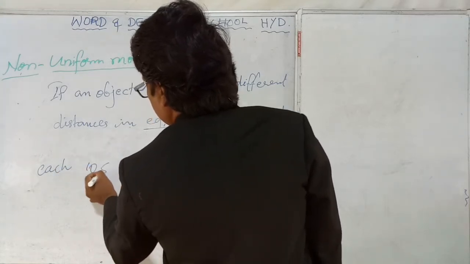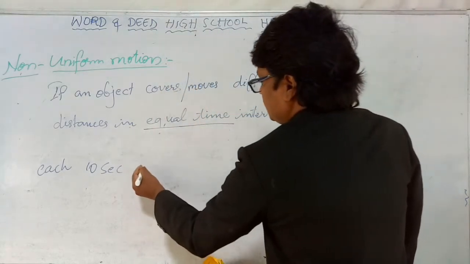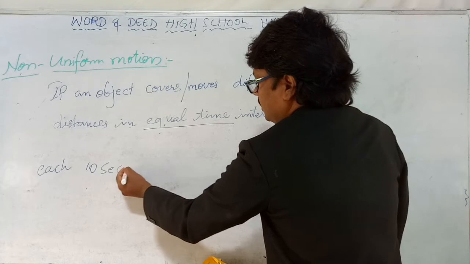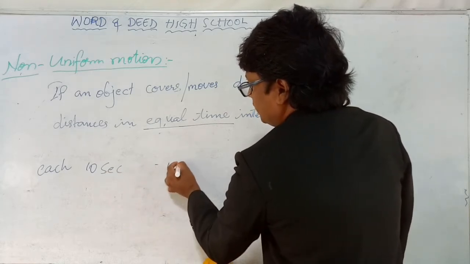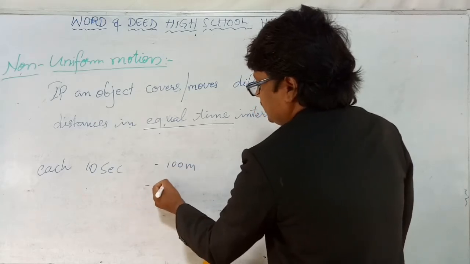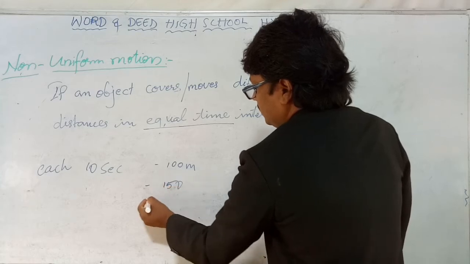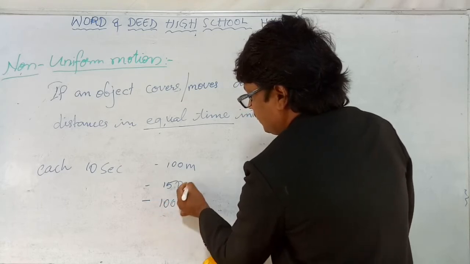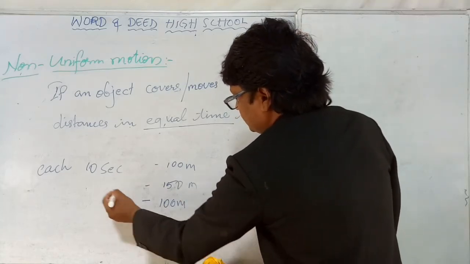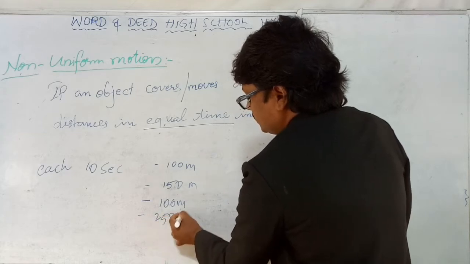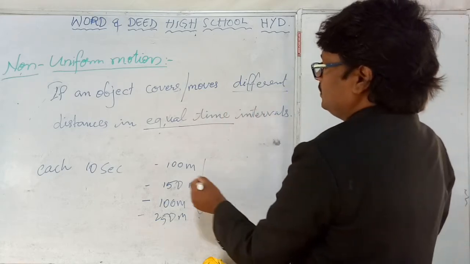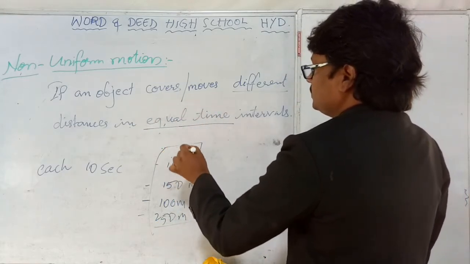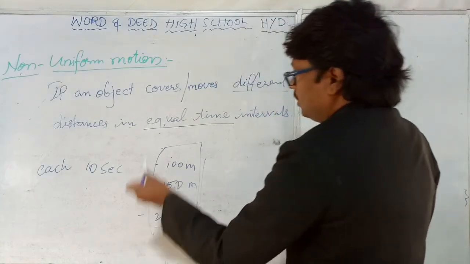Here I said each 10 seconds you take. In uniform motion it covered 150 meters each time, right? But here, in the first 10 seconds it may move 100 meters, in the second 10 seconds it may move 150 meters, in the third it may move again 100 meters, and in the fourth 10 seconds it may move 250 meters. Like this the distance will be different. So if an object covers or moves different distances in equal time intervals, then the object is said to be in non-uniform motion.